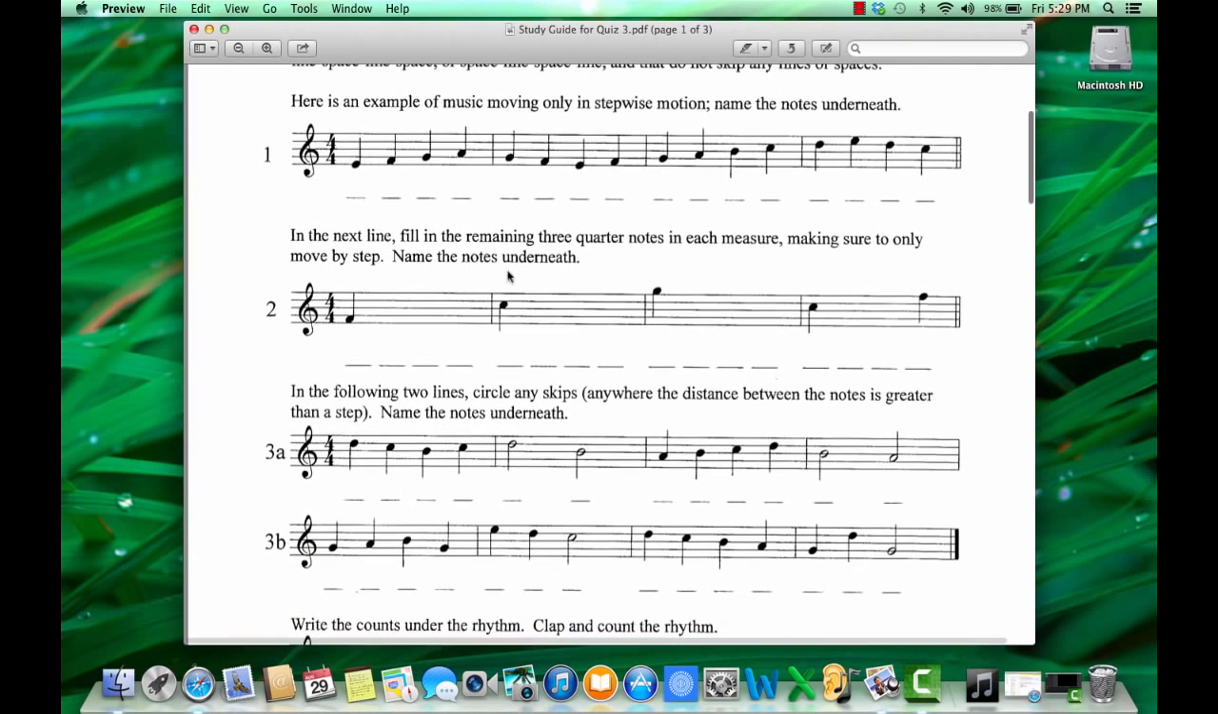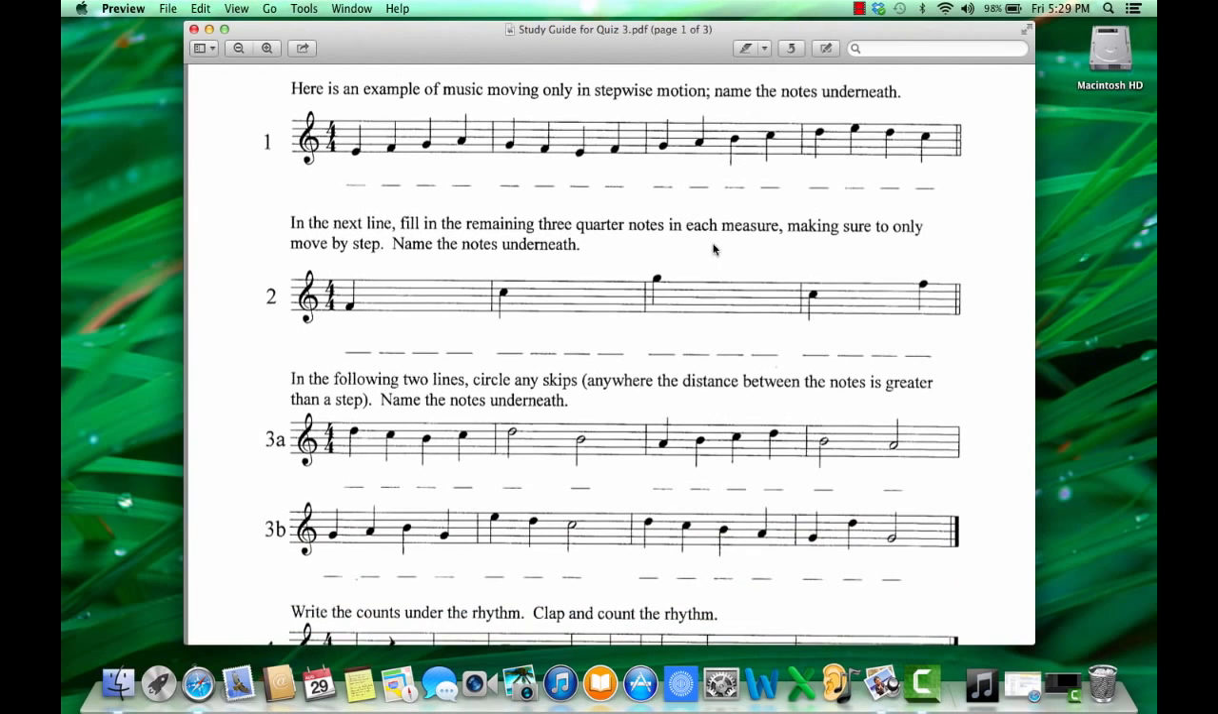And the next line, fill in the remaining 3 quarter notes in each measure, making sure to only move by step, meaning don't go from F to E, rather go from F to G to A to B. And for this, you can go down or up. So C down to B, A, and G. This one we can go down again, G, F, E, D. This, let's go up, C, D, E, F. Please draw on those notes that I mentioned.